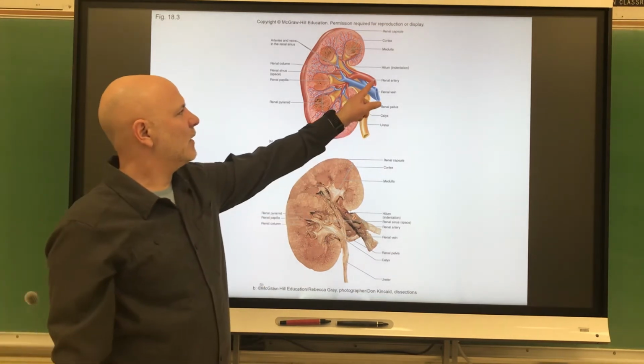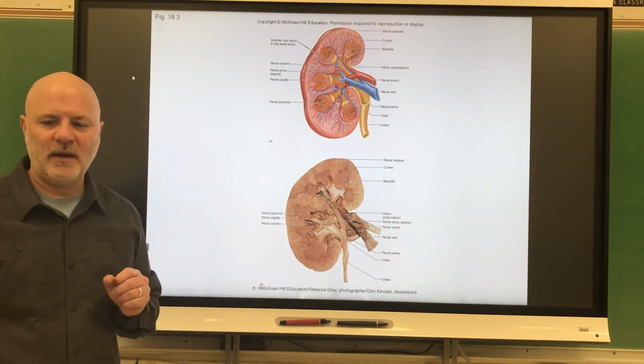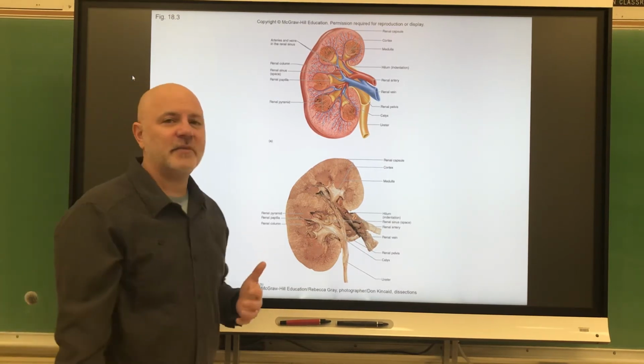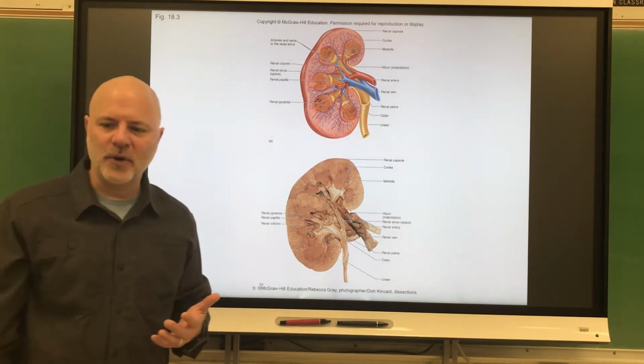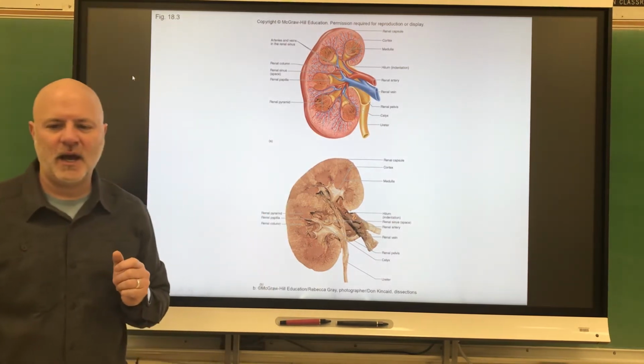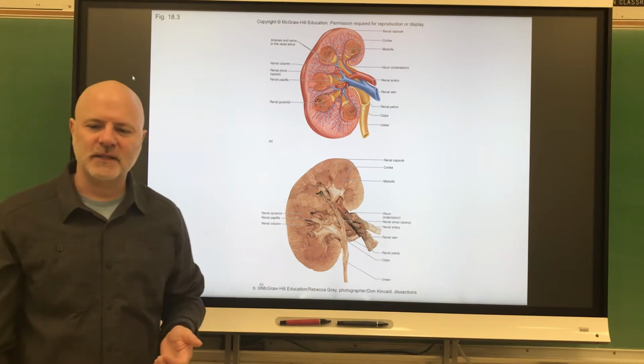Next is the renal artery. There's the renal artery in red. This is a vessel that supplies blood to the kidney, and it comprises about 25% of our cardiac output. Next is the renal vein. The renal vein carries blood away from the kidneys.